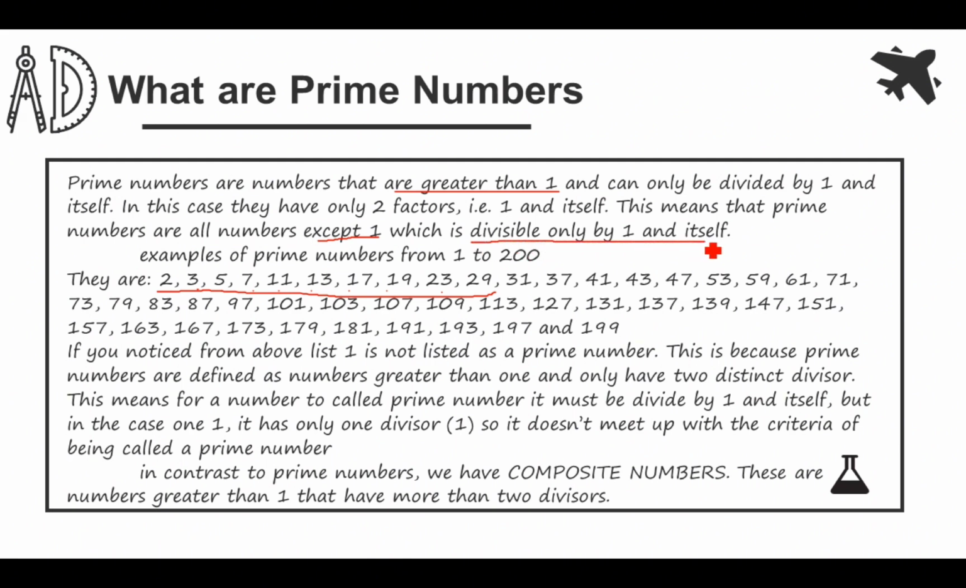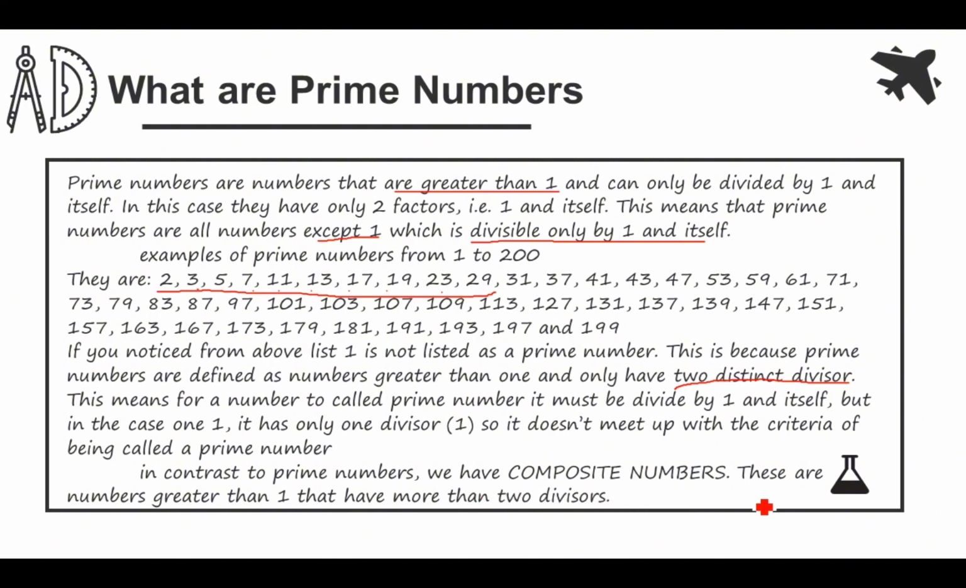And then the second point is what? They are divisible by what? 1 and itself. You see? This means that prime numbers have 2 distinct divisors. And by divisors, we mean numbers that can divide other numbers. But in case of 1, there's only one number that can divide 1, which is what? 1 itself. So by definition alone, 1 doesn't qualify to be a prime number. Okay, I hope you understand that.